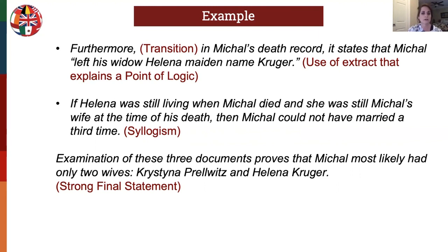And then our strong final statement that wraps up our conflict here. Examination of these two documents proves that Michael most likely had only two wives, Christina Prelwitz and Helena Kruger.